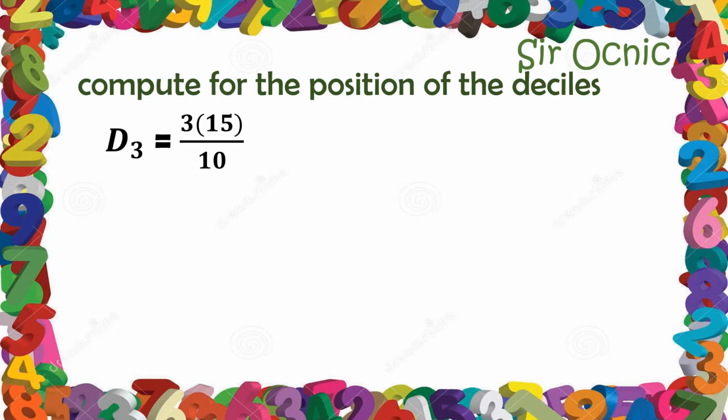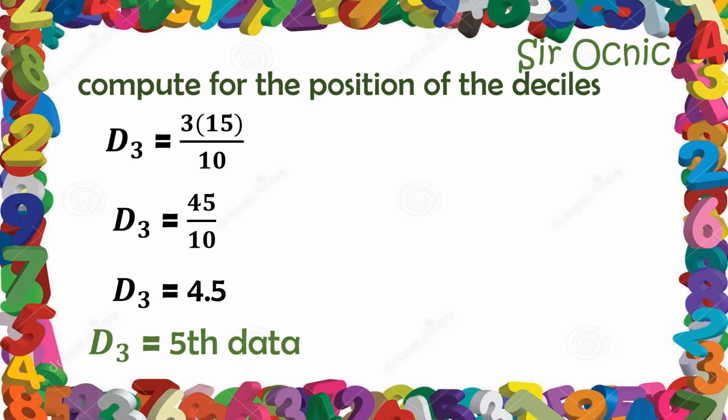To compute for the third decile, that is 3 times 15 all over 10, which is equal to 45 all over 10, which is equal to 4.5. Since the result is not a whole number, round to the next whole number, which is equal to 5. Therefore, the third decile is the fifth data.